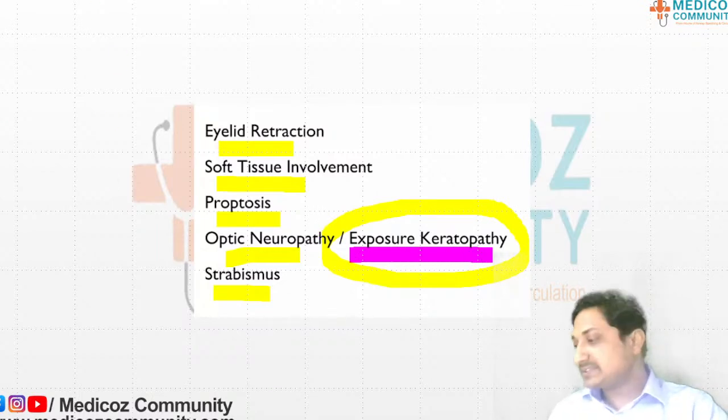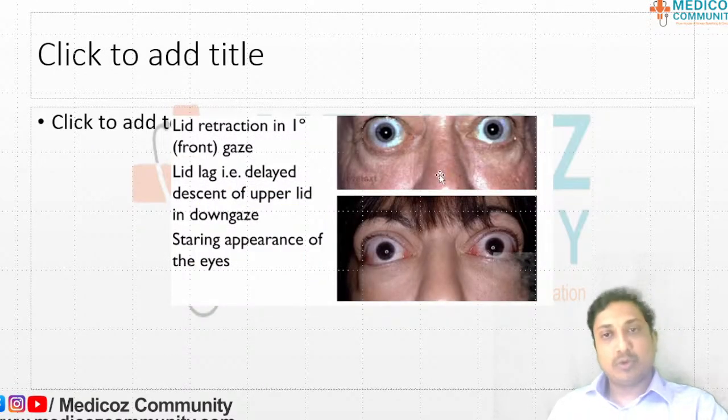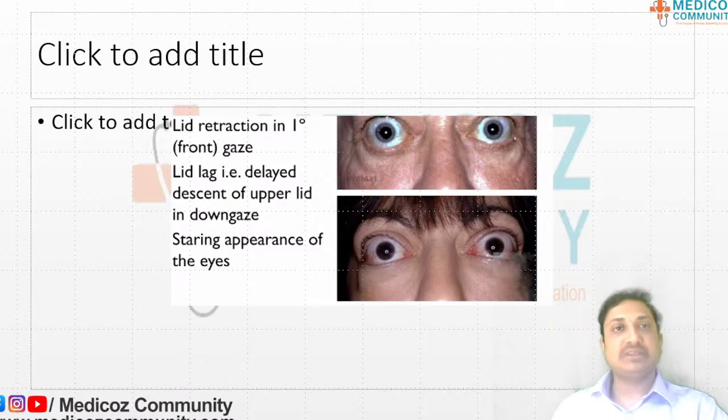And some signs that we need to discuss in thyroid eye disease. What can you see in this figure? There is lid retraction seen in the primary gaze. You can see there is lid lag, delayed descent of the upper lid in the down gaze, and a staring appearance of the eyes of the patient.